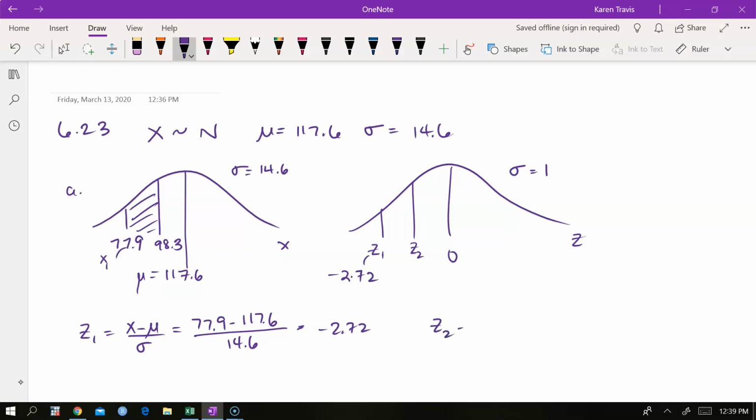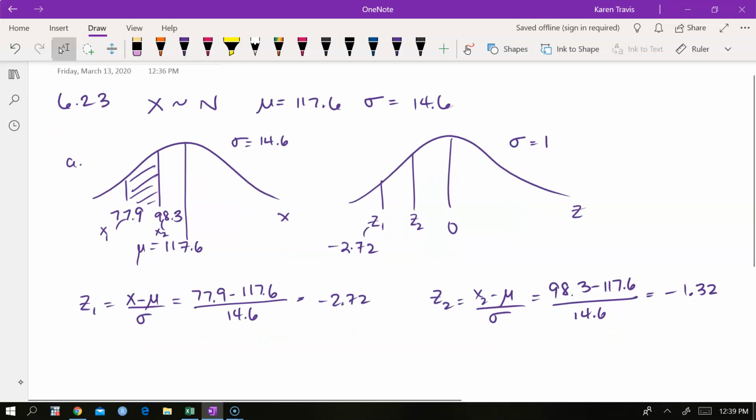My second z-score will come from the next x minus mu, and here's the next x. So we'll do 98.3 minus 117.6 over 14.6. And that z-score is negative 1.32.